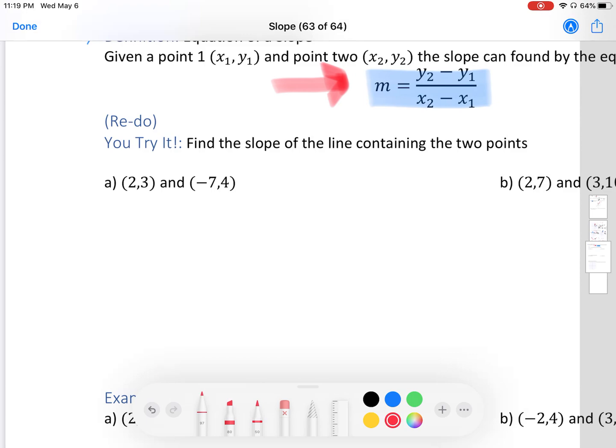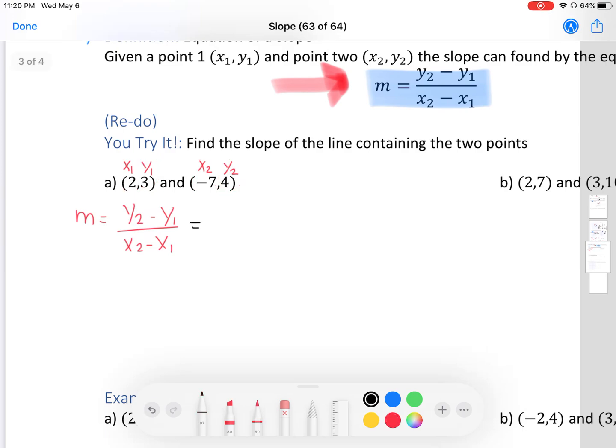Okay, our equation is m is equal to y2 minus y1 over x2 minus x1. Now, at least for the sake of me not making a mistake, I like to label my points. Point 1 is x comma y, so I'll write x1 and y1 to show that it's point 1. And point 2 would be x2, y2. That way I can easily plug in my numbers because I know which one is which, right? You know x1 is 2, y1 is 3, x2 is -7, and y2 is 4.